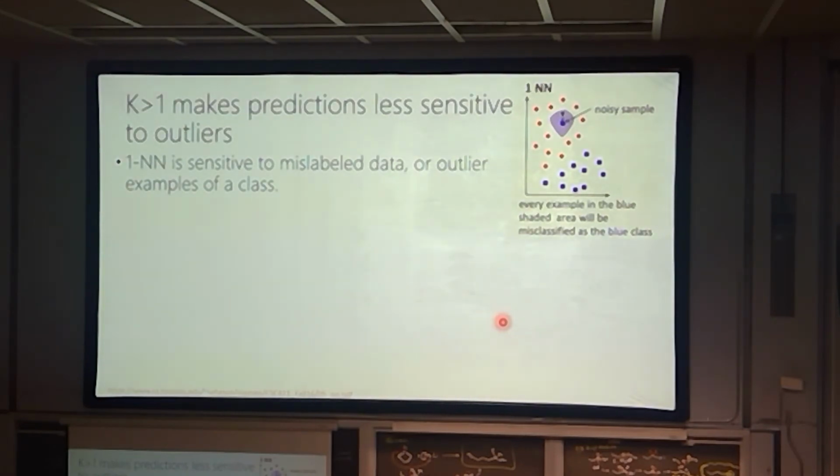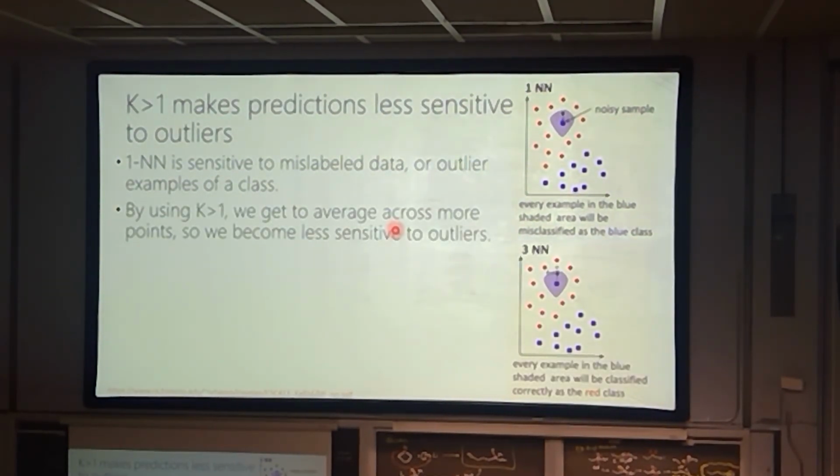Going back to one nearest neighbor, imagine that I have a noisy sample in the middle of the red cloud that is a blue point. That means everything in its Voronoi cell is going to get labeled blue. You look at this and think, well, that's probably wrong, and I'm going to make a lot of mistakes, because everything in here is going to be wrong. So it's very sensitive to outliers. By using k greater than 1, we get to average across more points, and we'd be less sensitive. In this particular example, if I use 3 nearest neighbors, everything in this cell would get the correct classification. This corresponds to smoothing the boundary as well, right? These are related to each other.